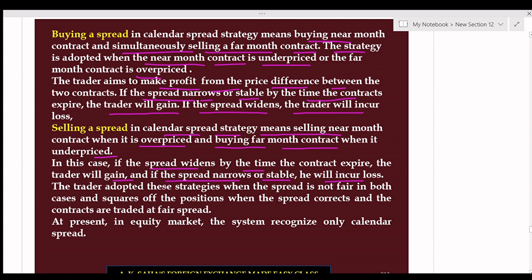The trader adopts these strategies when the spread is not fair in both cases, and squares up the positions when the spread corrects and the contracts are traded at a fair spread. At present in the equity market, the system recognizes only calendar spread.